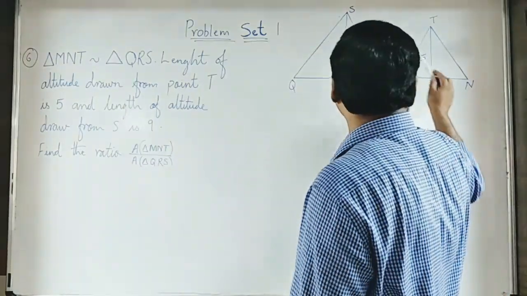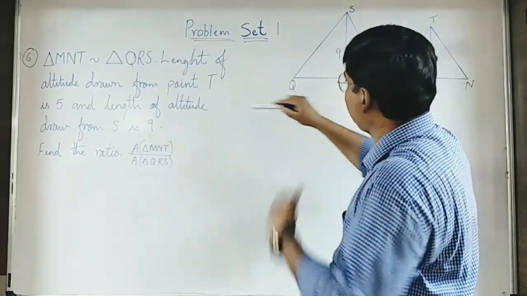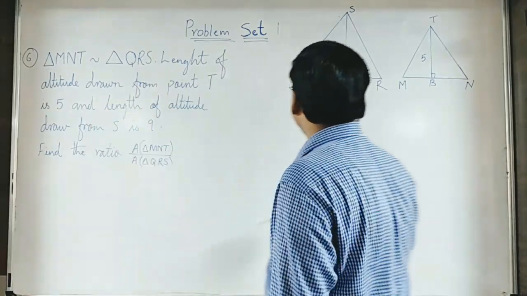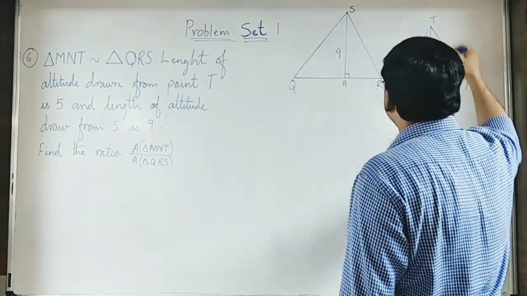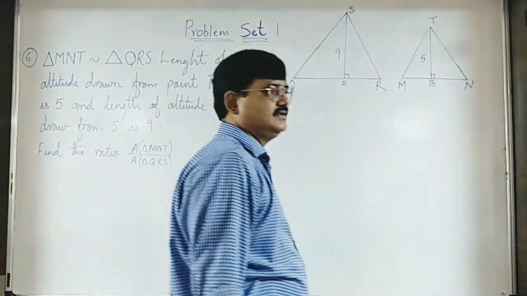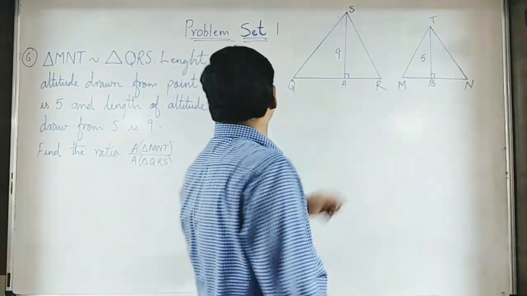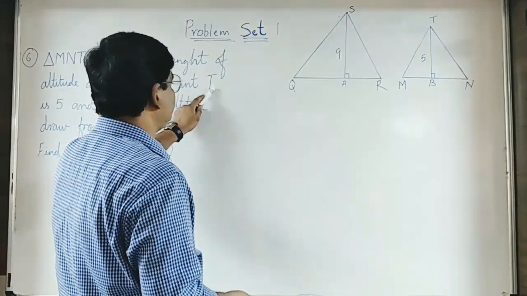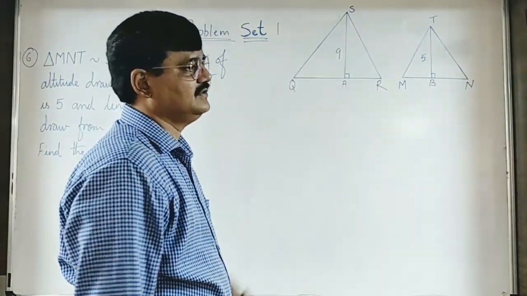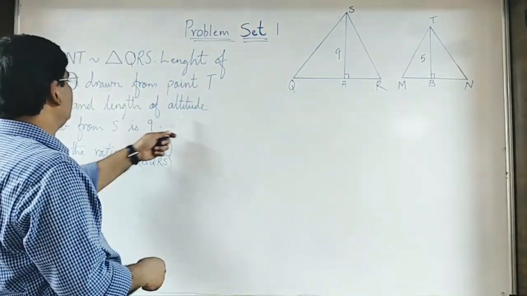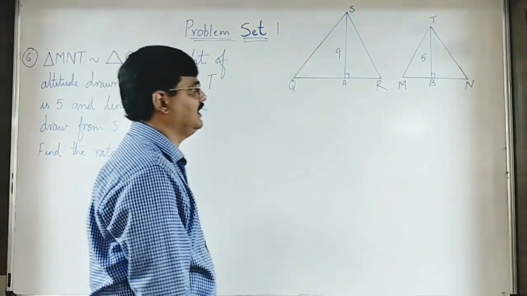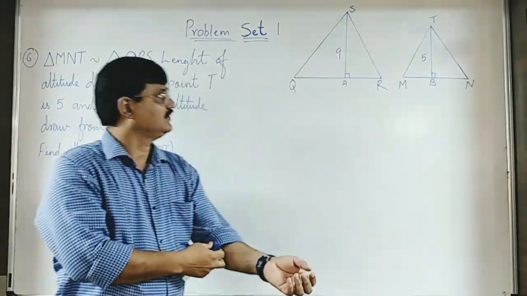So here you can see you have triangle MNT and you have triangle QRS. The length of the altitude drawn from T is 5. You know what altitude means, the height of a triangle. So I have taken TB as altitude, and the length of TB is 5. And the length of the altitude drawn from S is 9, that is SA. I have drawn one height of the triangle QRS.